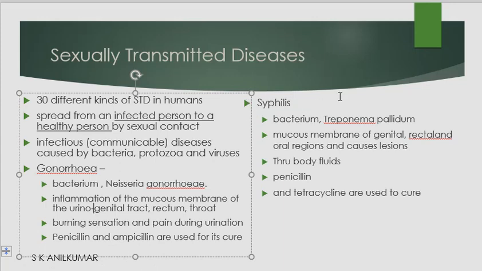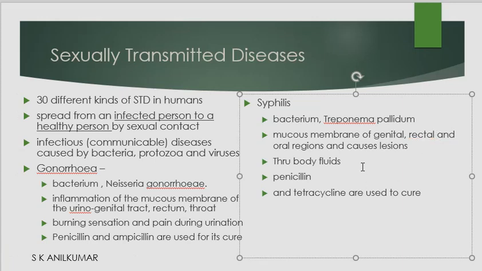Another disease is syphilis, which is more serious. It is caused by Treponema pallidum. Lesions are caused on the mucous membrane of the genital, rectal and oral regions. Here also the urinogenital tract, rectal region and throat. It is transmitted through body fluids, including saliva. It is again treated by penicillin and sometimes tetracycline because they are antibiotics.